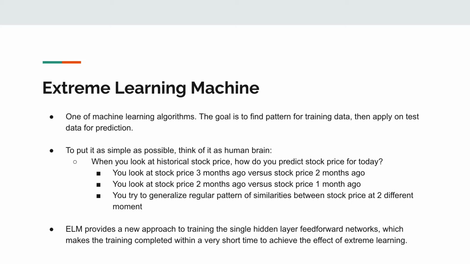So normally you would look at stock price 2 months ago versus stock price 1 month ago. And then you would look at stock price 2 months ago versus stock price 1 month ago. And then after you do that a lot of times, you try to generalize a regular pattern of similarities between stock price at two different moments. So extreme learning machine is essentially simulating the human brain. It's just providing a new approach to training the single hidden layer feed-forward network, which makes the training complete faster.